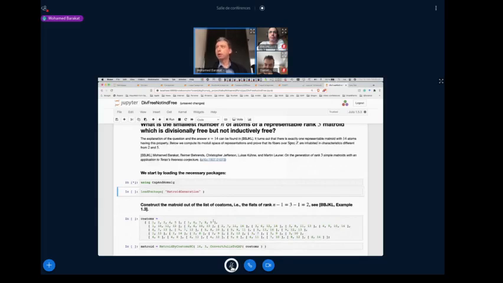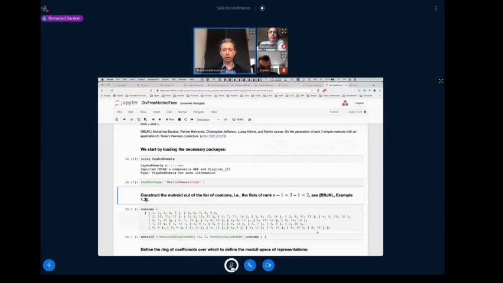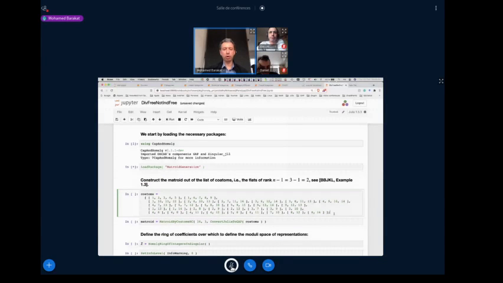Usually it loads faster, but my CPUs are all at max, so I have to wait. Okay, and now loading a package called matroid generation. And now I define the so-called co-atoms of my matroid.